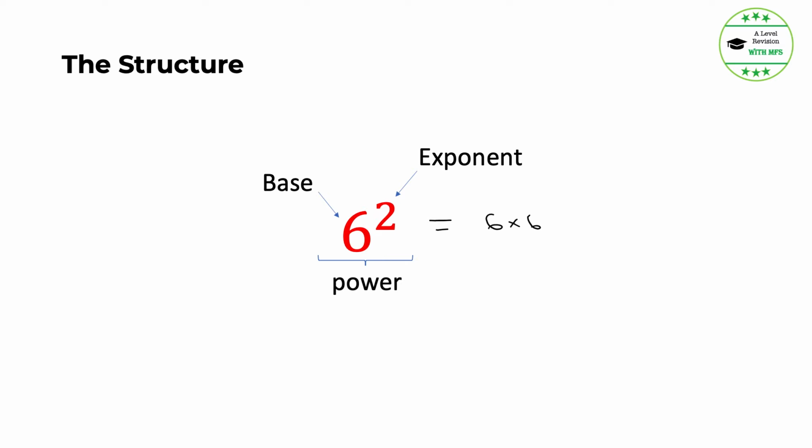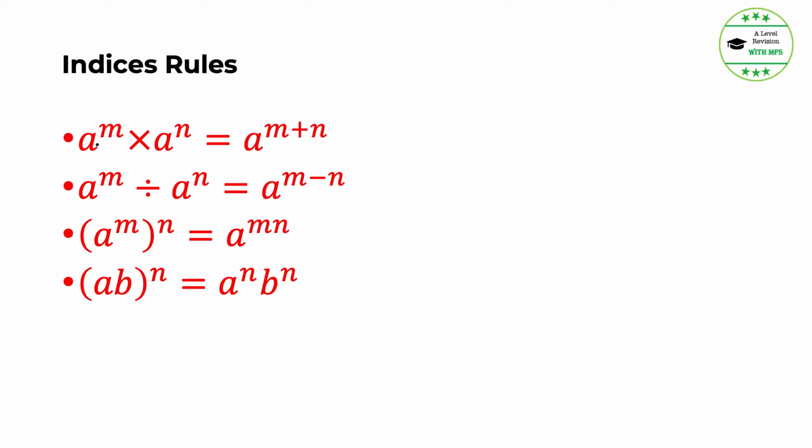Now there are some indice rules which you need to follow, and I've placed them on this slide over here. When the base is the same, so for example we've got a, and the two powers are being multiplied, you can add the two exponents. So for example, we know our base is a over here, and it's the same in both cases. We're multiplying, and because they are the same, we can add the two exponents. So our end result would be a to the power of m plus n.